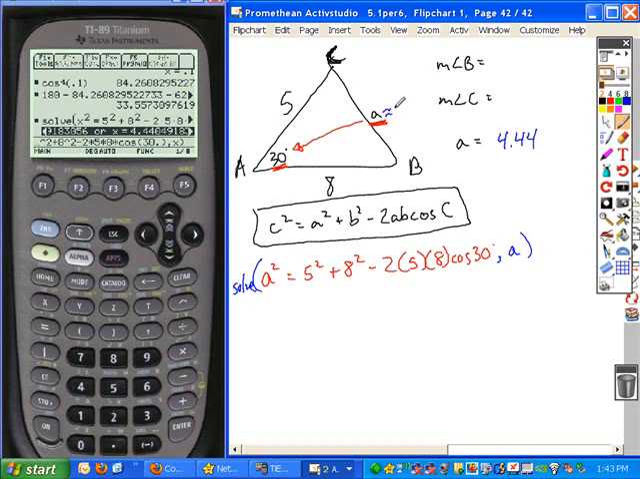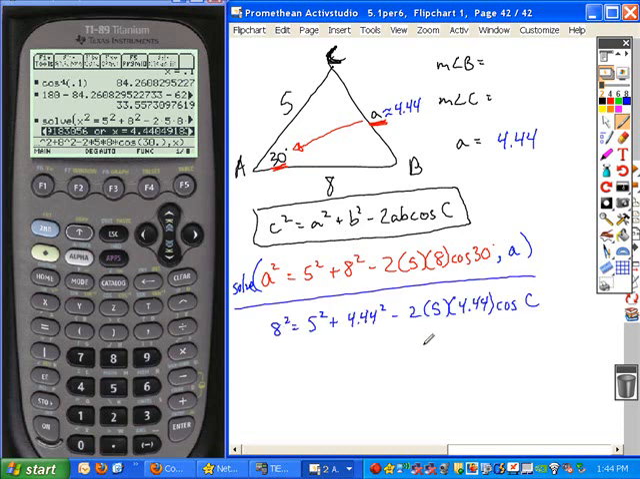So there is my side length. All right, what I want you to do is see if you can find what angle C would be, because in this calculation, I'm going to use this 4.44 a couple different times.